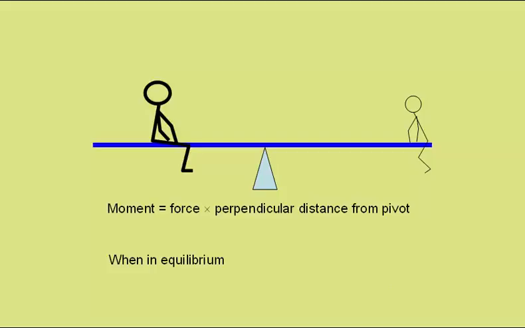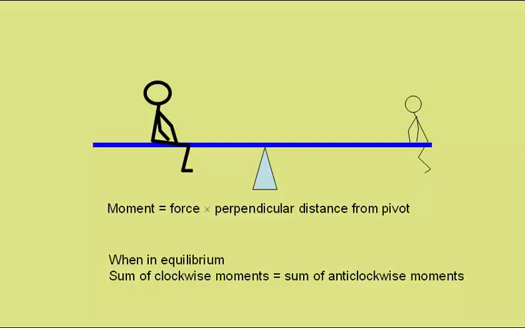When in equilibrium, the sum of the clockwise moments, the clockwise moment here given by the smaller person, is equal to the sum of the anti-clockwise moments, given by the larger person. This is known as the principle of moments. When answering a question, don't forget to state the "when in equilibrium" part.